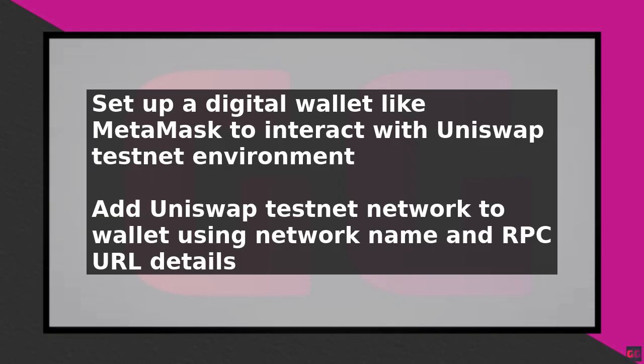After adding the network, you need to request test Ether from a faucet. A faucet is a service that provides free test Ether for testing purposes. Once you have test Ether in your wallet, you can navigate to the Uniswap testnet interface.